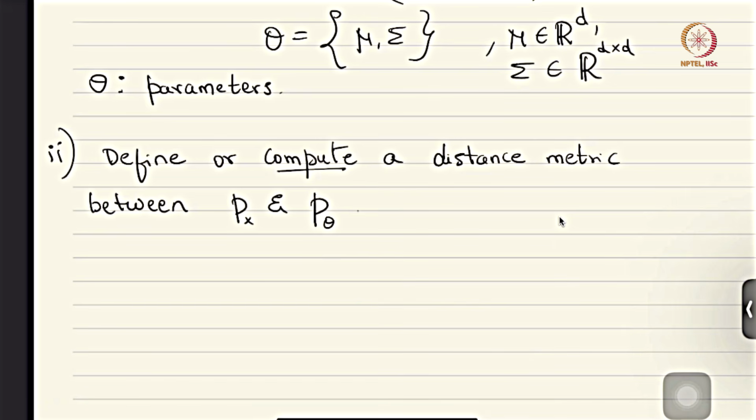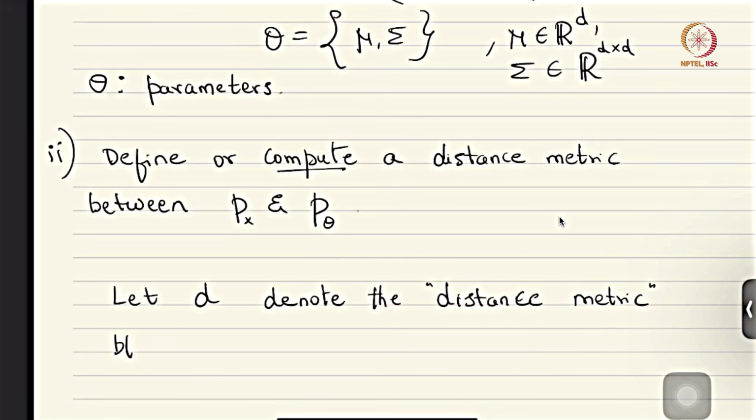So, first we need a way to define a distance metric between the true density that we are trying to estimate and the model choice that we have made. That is what we need to do. So, let us call that d. I was supposed to use capital D for this, but I have used D already for data sets. Let me use small d. So, let d denote the distance metric between Px and P theta.